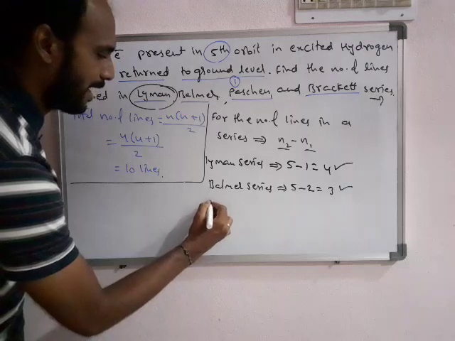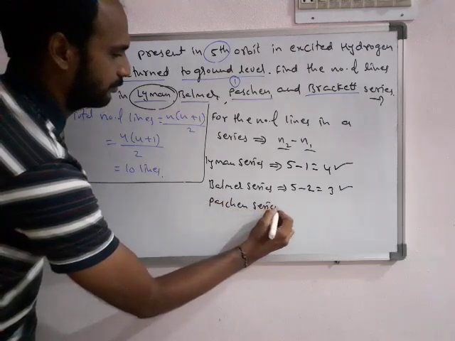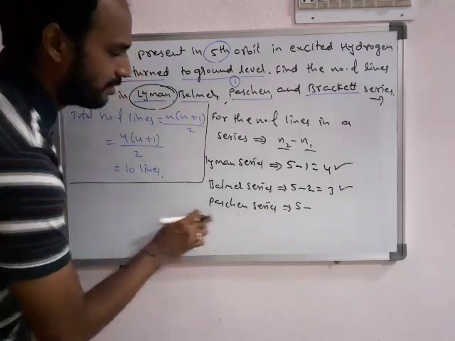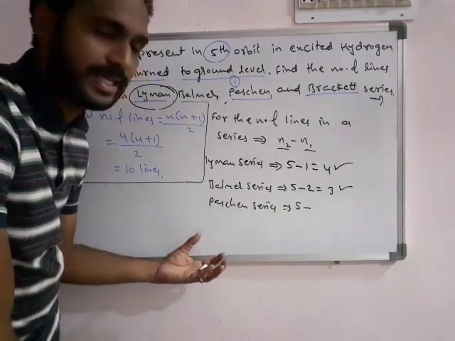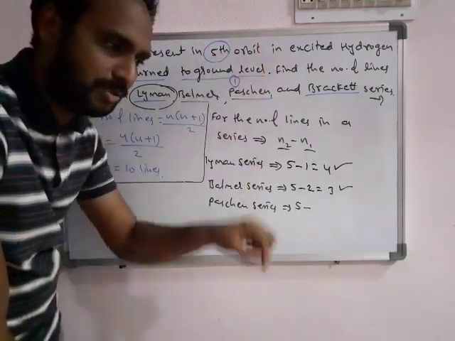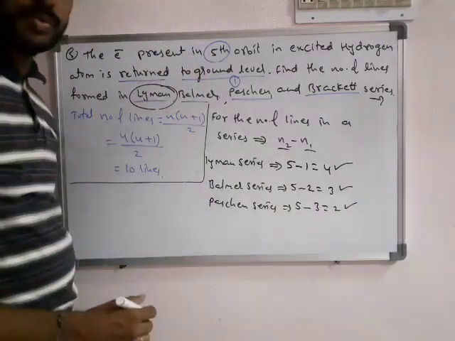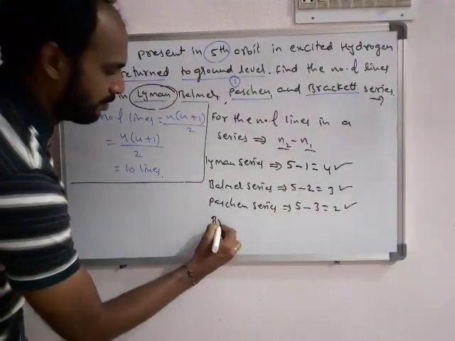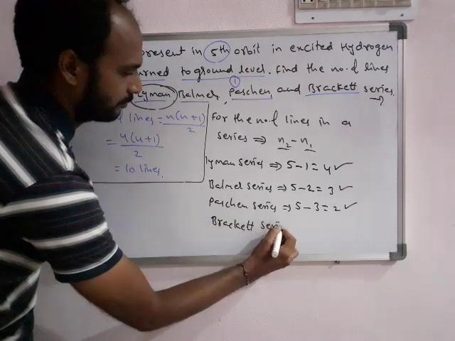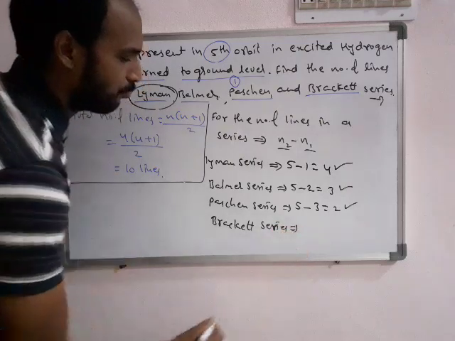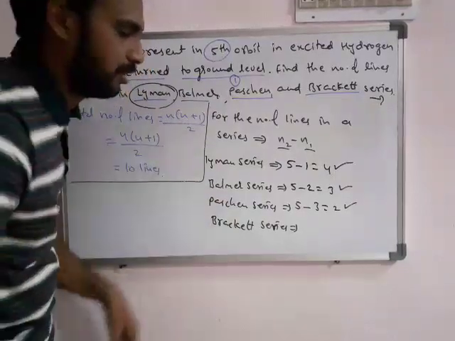In the same way, the Paschen series. When the Paschen series of lines are formed, when the electron is de-excited from any higher level to the third level, 2 lines are formed. In the same way, the Brackett series. When is the Brackett series formed? When electrons are de-excited from any higher level to the 4th level.